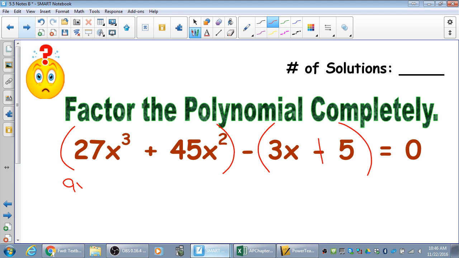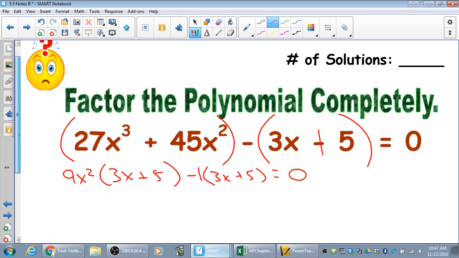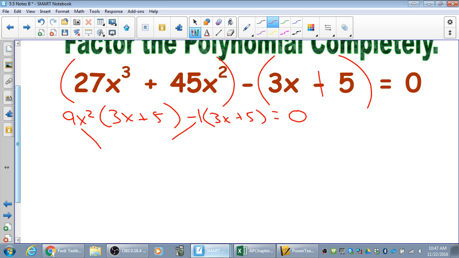9x squared. Okay. So 3x plus 5. There we go. And then we can take a 1 out. 3x plus 5. In other words, you really can't take anything out. But you can always take a 1 out. So if you can't take anything out, it's a 1. These two come back together, making 9x squared minus 1.